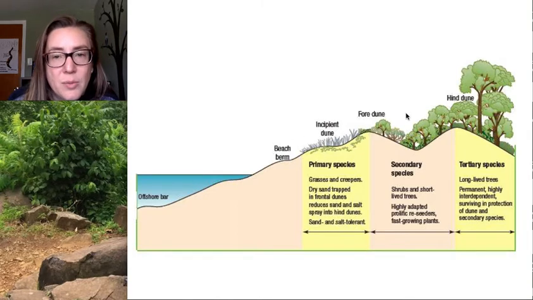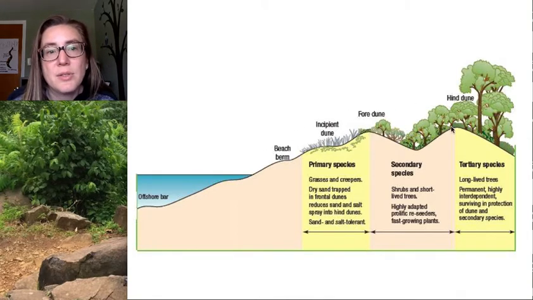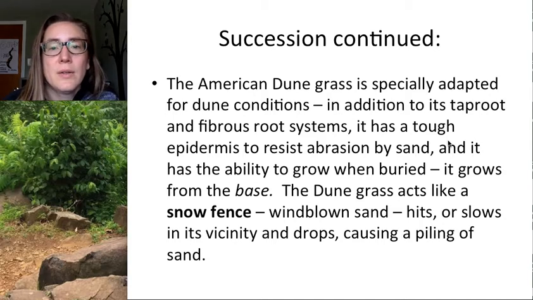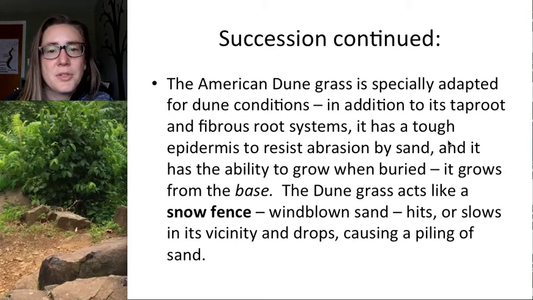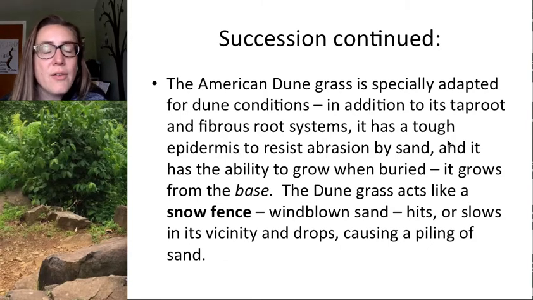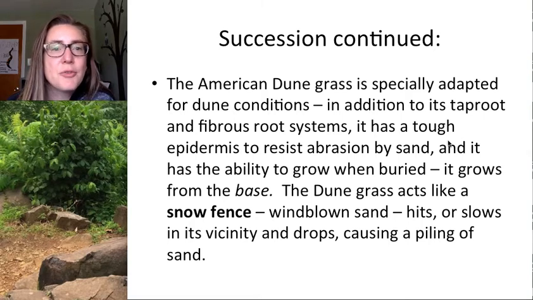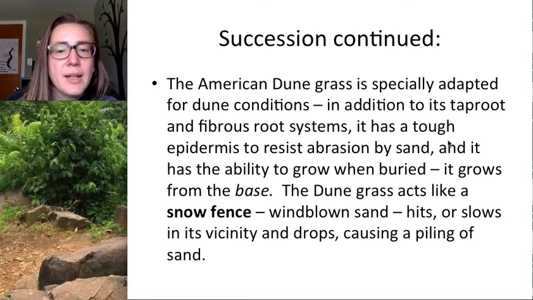Wind is going to carry with it sand, and that sand is going to continue to accumulate, and the soil itself is going to become better in quality, allowing for succession. So again, the American dune grass, in addition to the taproot, has a fibrous root system, and just other adaptations itself. It's going to have a really thick epidermis. It's going to allow for it to withstand that sand abrasion. And think of it like a snow fence. So it's going to allow for that sand to stay in one spot instead of drift all over the barrier island.